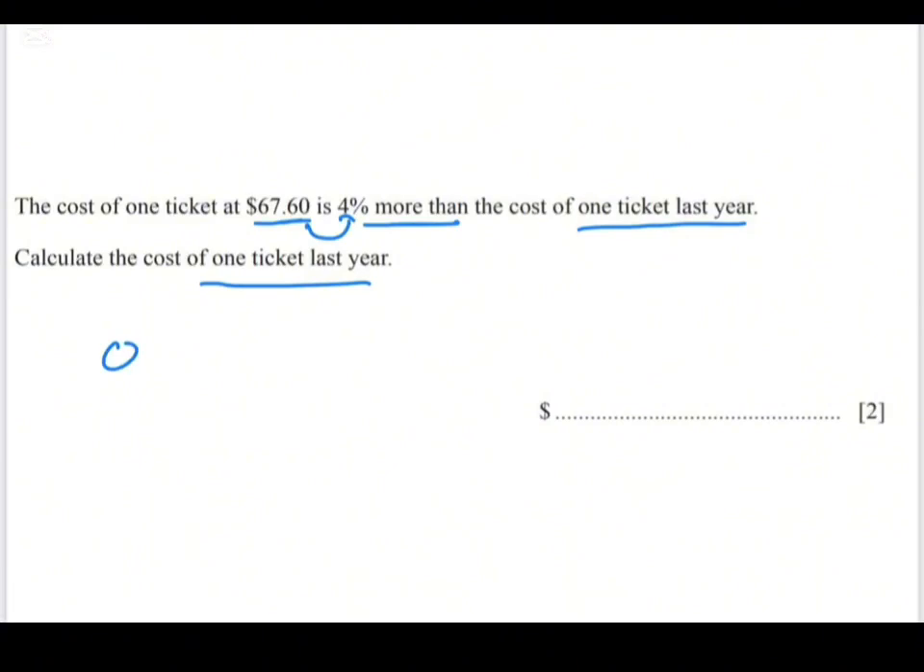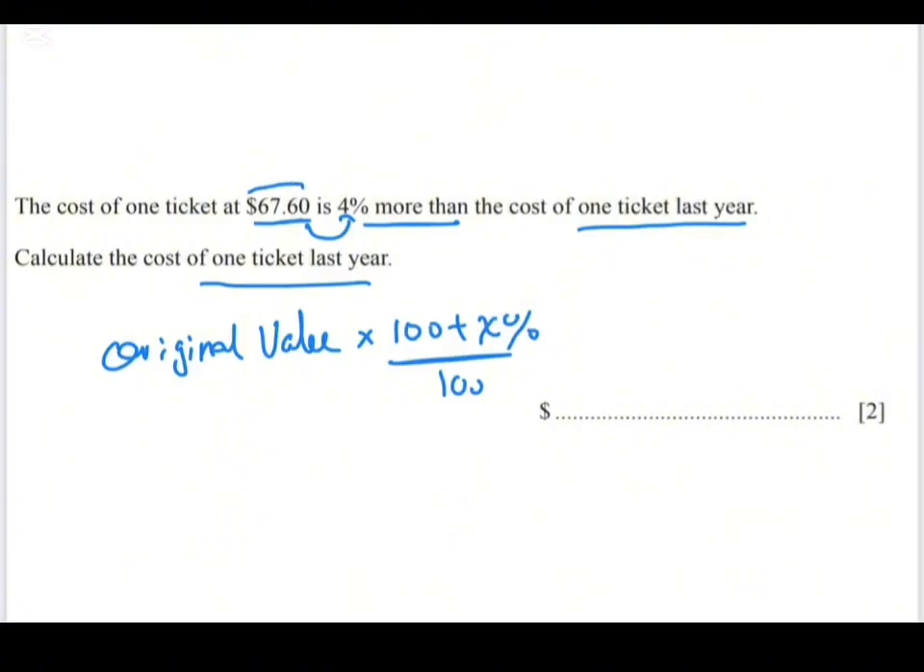So as I told you, we have a formula: original value multiplied by (100 plus x%) divided by 100. Okay, but right now in this question they have given us a value after increment. Using this formula we get the value after increase. If the percentage is increasing in something, we get the answer. So right now they have given us the incremented value. 4% is the increment in the ticket, and the value is 67.60.